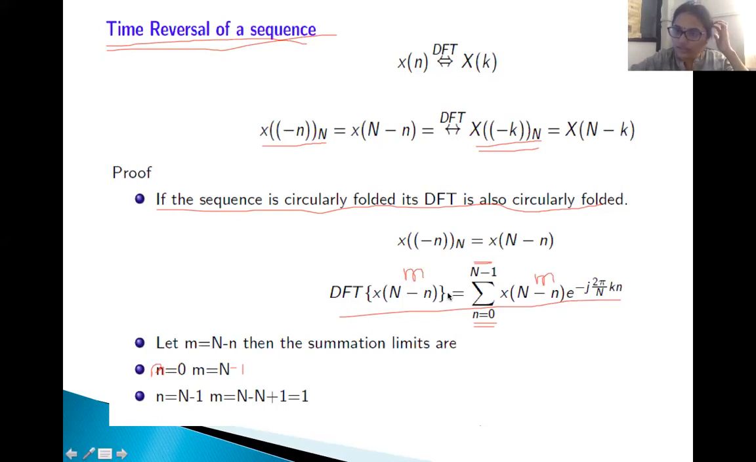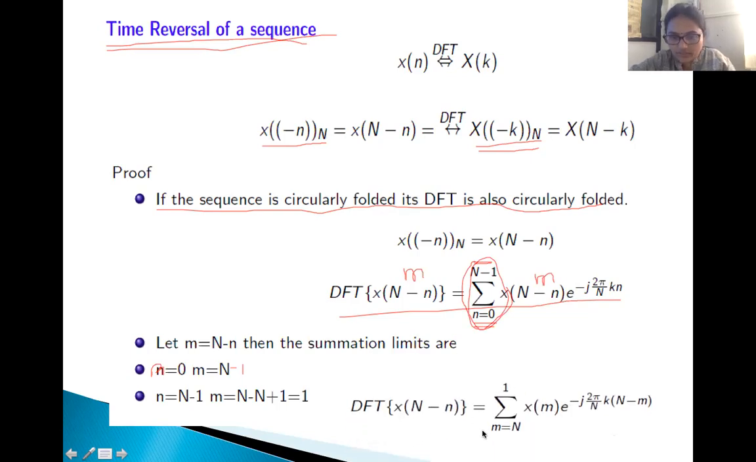So here the index value is also going to change. What is the index value? We have substituted capital N minus n to m. So if I am substituting N minus n to m, the index of summation is also going to change. We will see in the next slide.